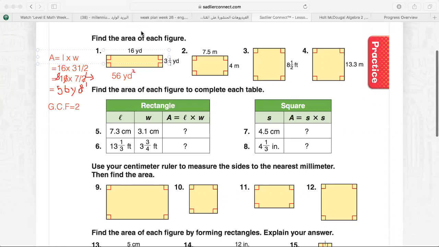Let me write it down here. Okay, number 2 here. So, number 2. I have also a rectangle. So, area of rectangle is equal to length multiplied by width. So, what are the length and width? 7.5 multiplied by 4. Now I have a decimal. How are we going to multiply the decimals right here? 7.5, under it multiplied by 4.